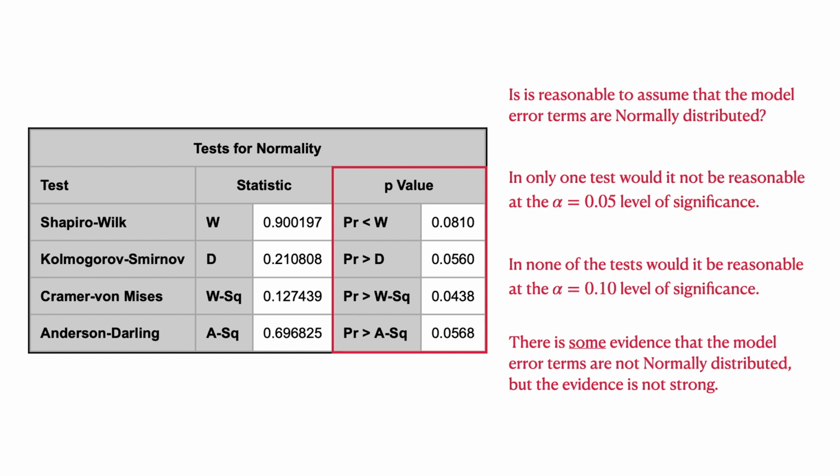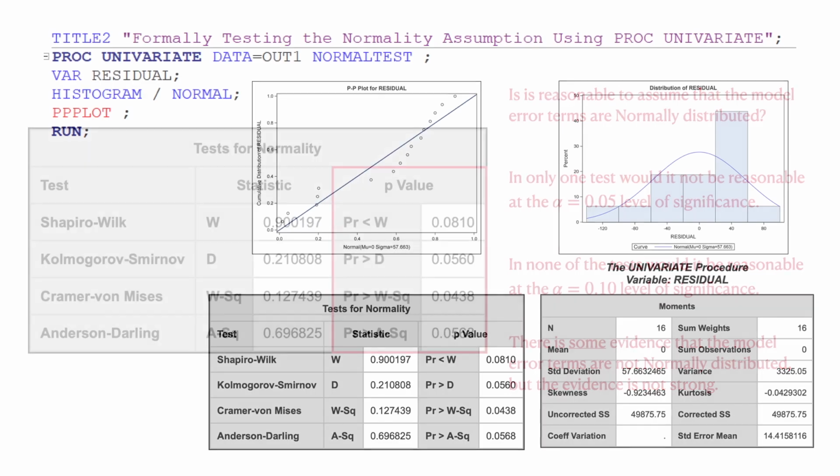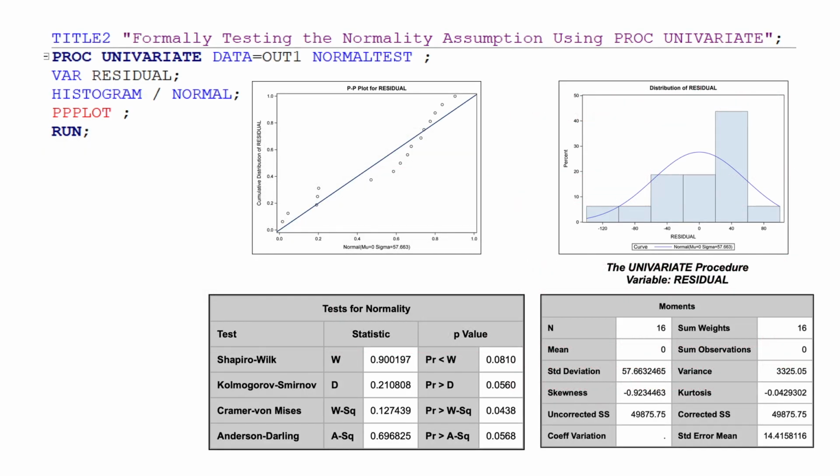And so, in conclusion, I would say that there is some evidence that the model error terms are not normally distributed, but again, the evidence is not really strong. This slide just puts all of these results on one page so that we can see them at a glance.